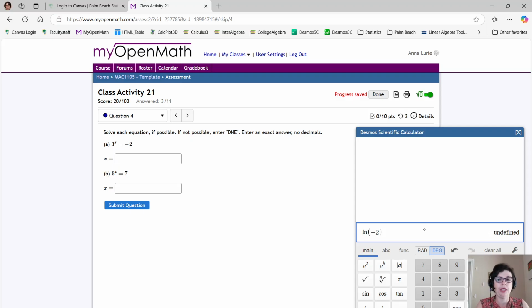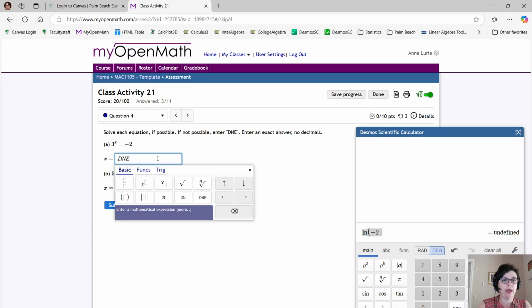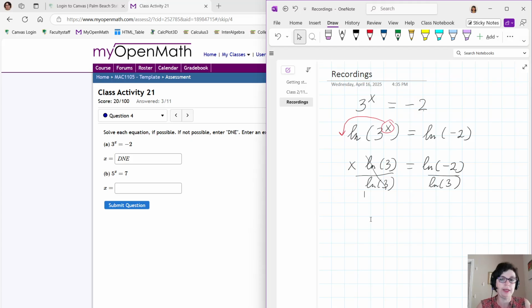Why is that? Well, that's because logs of negative numbers are undefined. What that means is there is no way 3 to the power x can be equal to -2. In fact, when you raise a positive number to a power, you will never get a negative answer. So here we type DNE. This equation has no solution, even though it looked like it did, but we can see that it doesn't. Okay, so that was part A.